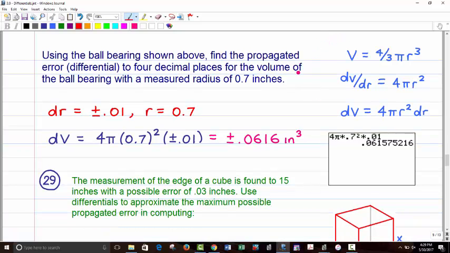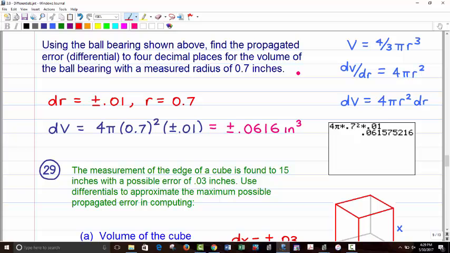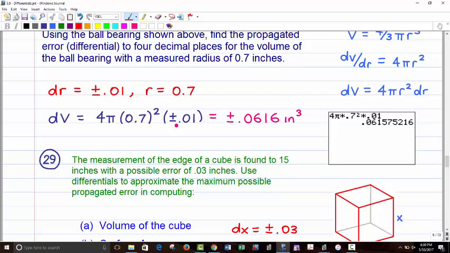So yeah, related rate would be asking about rates of change and things like that. This will not be asking a rate of change. So your dr plus and minus 0.01, r is 0.7, those are given to us. So the dv would be 4 pi times 0.7 squared times plus and minus 0.01, which gives you plus and minus 0.0616 cubic inches.